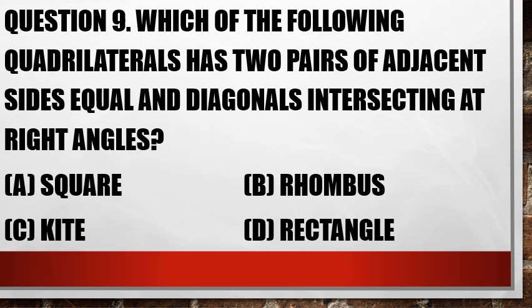Which of the following quadrilaterals has two pairs of adjacent sides equal? We know the definition of a kite. In the definition of a kite, we find that two pairs of adjacent sides are equal. In the properties of the kite, we have seen that the diagonals intersect each other at right angle. So the correct option will be kite.